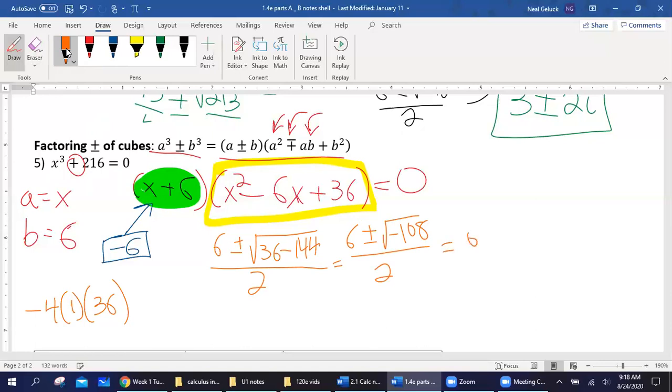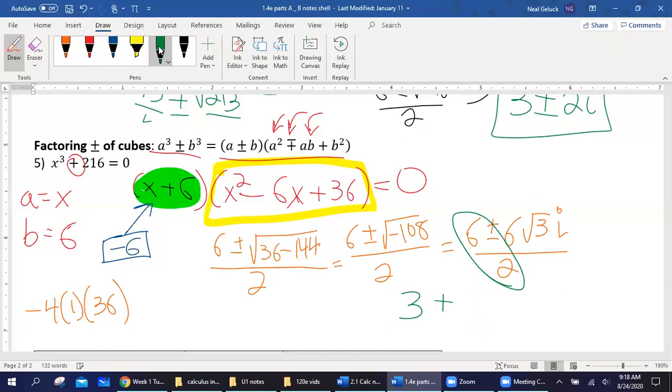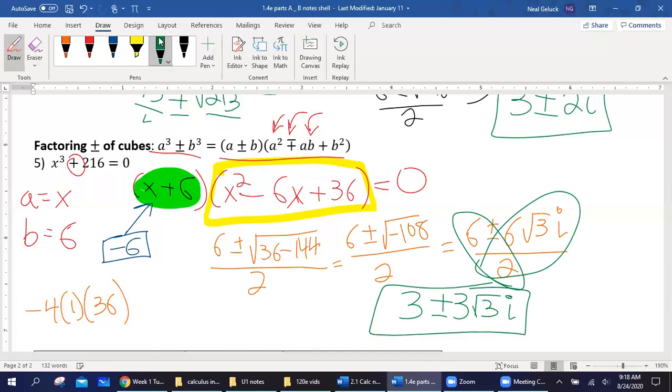Since you have the square root of a negative, you know there's going to be an i. 108 turns into 6 root 3. And again, we have that i on there. And finally, if I reduce, I get 3 plus or minus 3 root 3 i. So I actually get 3 answers to this. -6 is an answer. These are the other 2 answers over here.